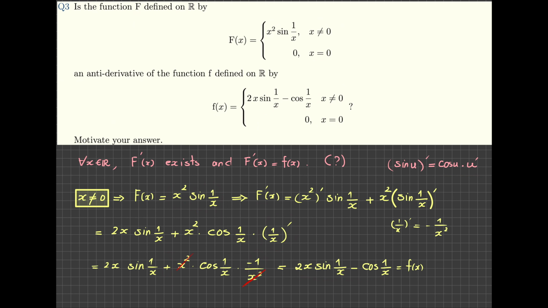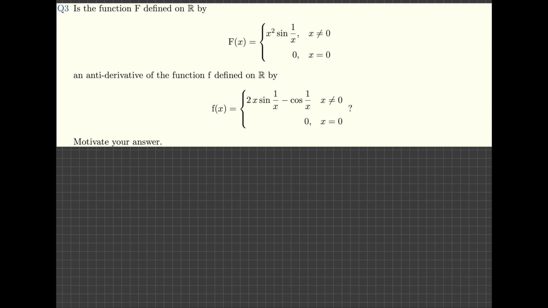In other words, I need to also show that F prime at 0, first of all, exists, and I want to show that this is equal to f of 0. So this is what I want to show. Okay? Okay, let me go to the next page.